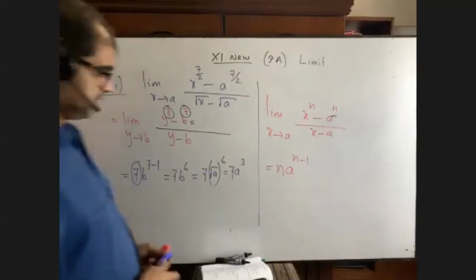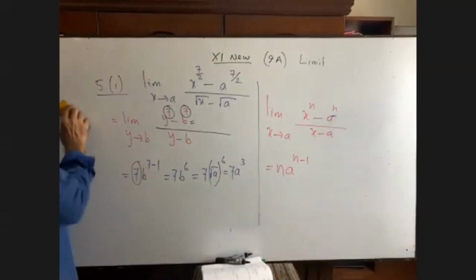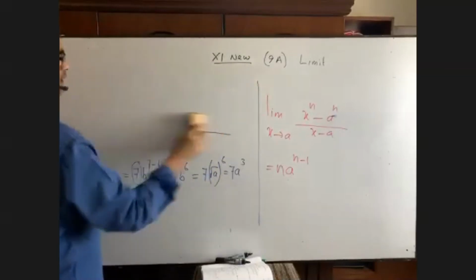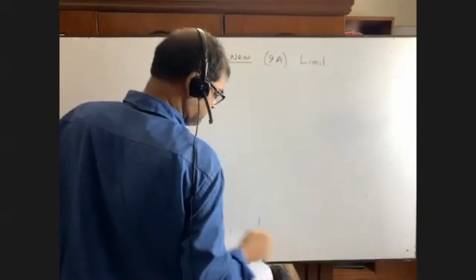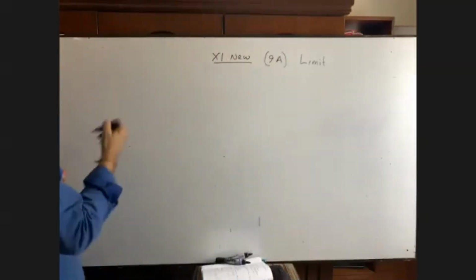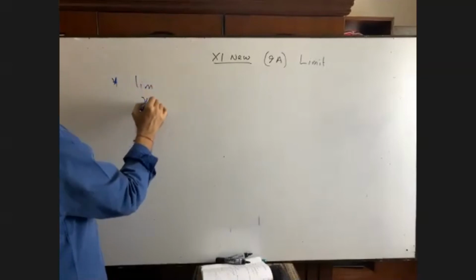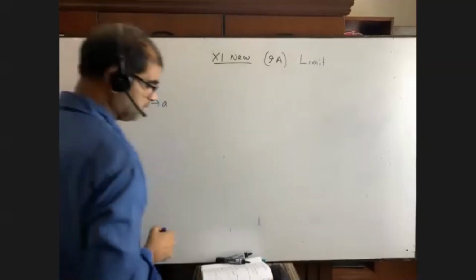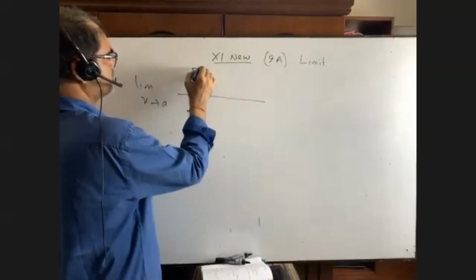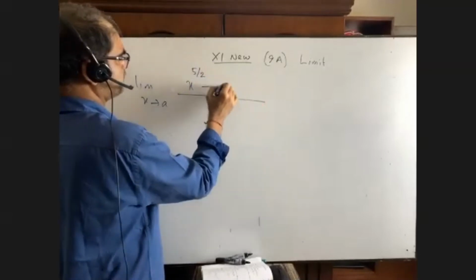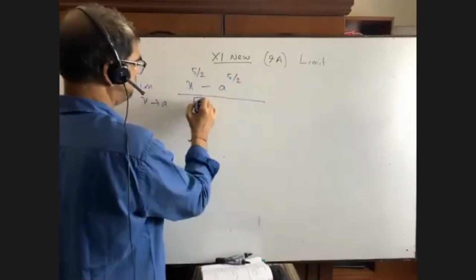Perhaps you have not got it right, so I am going to give you another math. Not a matter, don't be puzzled. Then you'll come to know. This is an important math. Limit x tends to a, x to the power 5 by 2 minus a to the power 5 by 2 by root x minus root a.